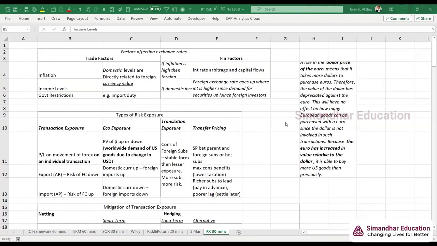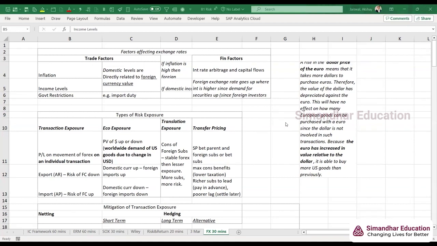So what happens in that case? Because they are buying imported products, the foreign currency will go up because of the demand. And if foreign currency goes up, the relative domestic currency will fall down. If one currency goes up, obviously the other currency falls down, because it's a relative rate that is quoted. And government restrictions obviously will impact the rates.